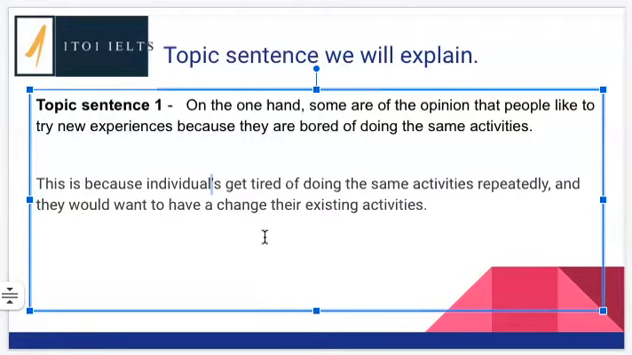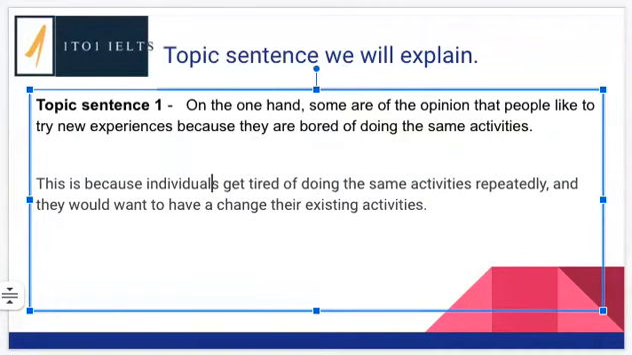If we put the apostrophe in, it means that something is possessive, it belongs, but nothing is belonging to the individuals here. So we're just having a normal plural here. So this is because individuals get tired of doing the same activities repeatedly. So this is really nice. This is definitely explaining. And they would want to have a change.